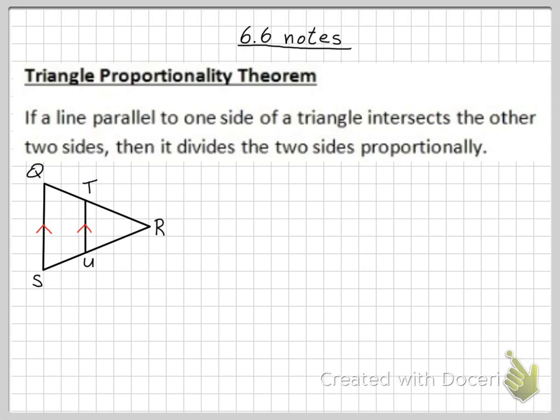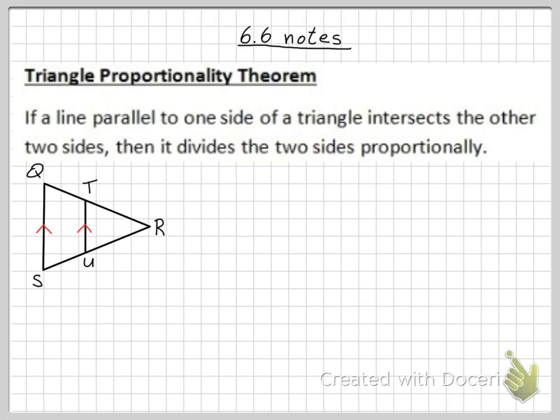So it meets the stipulations or conditions of the if-then statement. If a line is parallel, yes, it's parallel to one side of a triangle, and it intersects the other two sides, and it does intersect QR and RS, then it divides the two sides proportionally. Okay, and the key word here is proportionally. Okay, it divides them proportionally, not necessarily congruent.